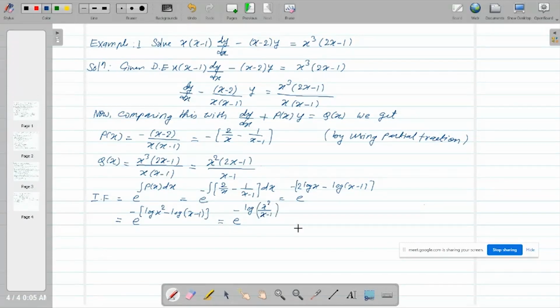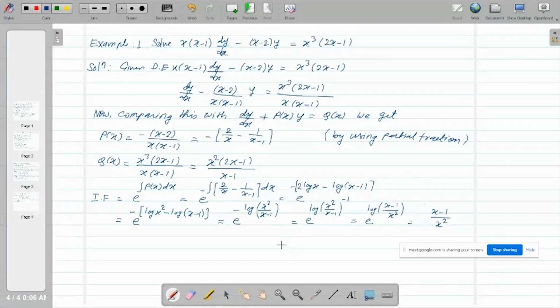Okay, now this can be written like this. If you are taking exponential power, e raised to log of x square by x minus 1 to the power minus 1. So this becomes reverse. So this becomes e raised to log of x minus 1 by x square. Okay, now this can be written simply as x minus 1 upon x square. This is your integrating factor.